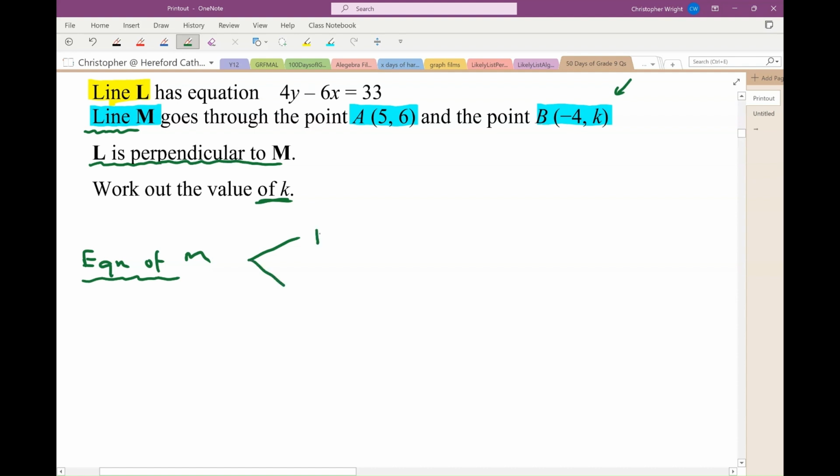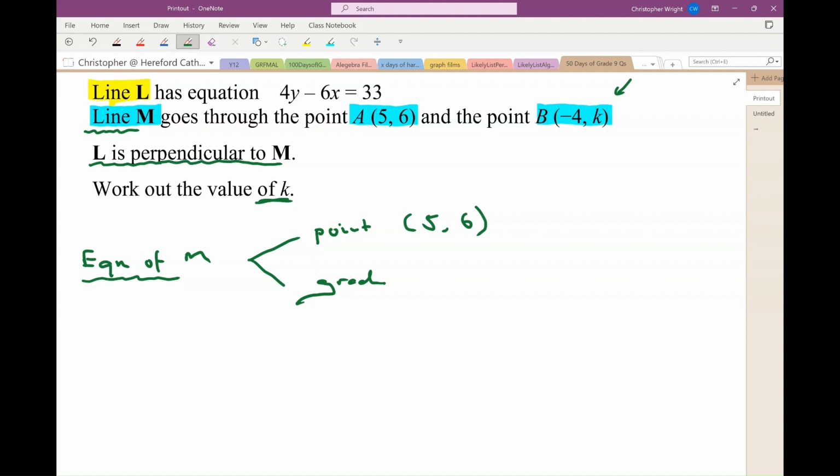I need to know a point on the line, and I need to know the gradient of the line. The equation of the line M is what I'm after. Do I know a point on the line M? Yes, I do. It goes through the point A, (5, 6). Do I know the gradient of the line M? Well, I don't, but I do know that the line M is perpendicular to L.